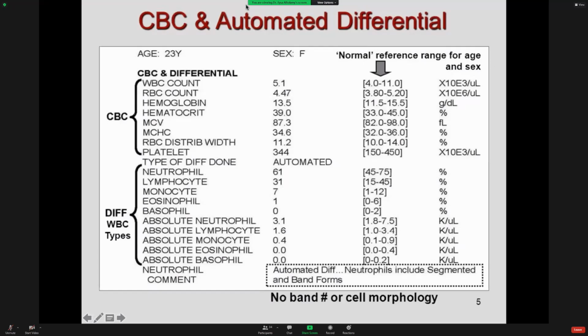CBC with automated differential. Each patient, when you request a CBC, you usually have to look first at the age and gender, very important. Then you have to look at the white blood count, hemoglobin, and platelets. Platelets 344, hemoglobin 13.5, white blood count 5.1. Then you have to look at the differential.